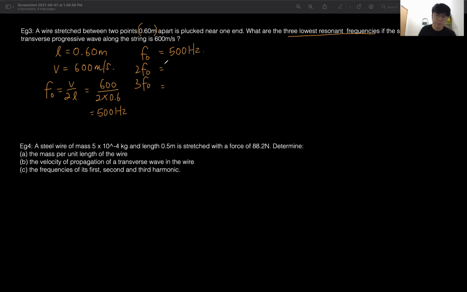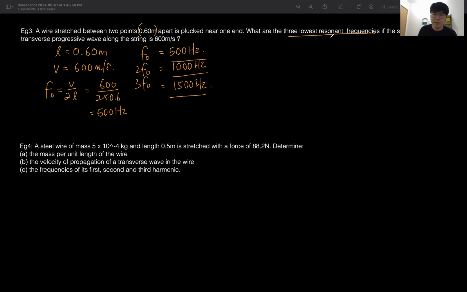Second harmonic is twice of this, right? So you just times this, 1000 hertz. And the third is 3 times of this, 1500 hertz. So 1, 2, 3 is your answer.